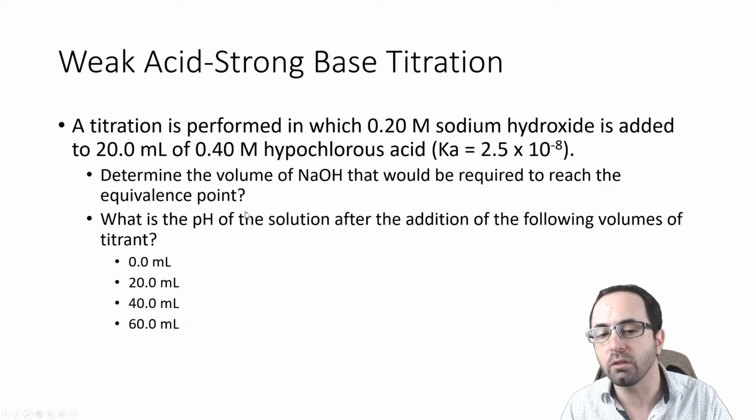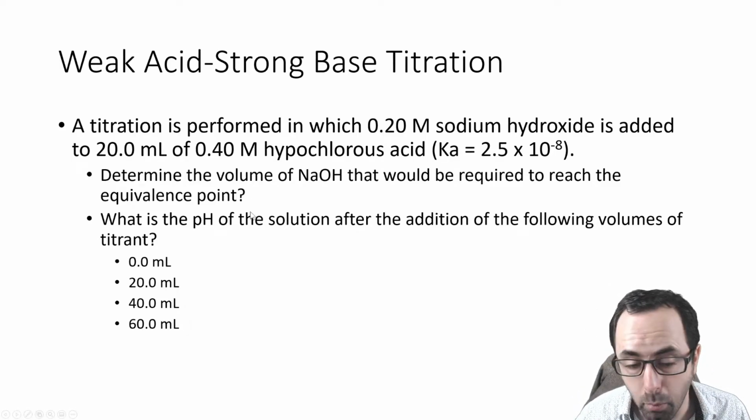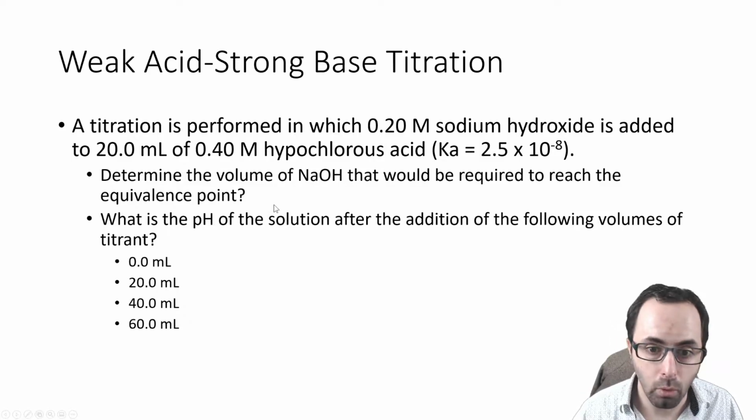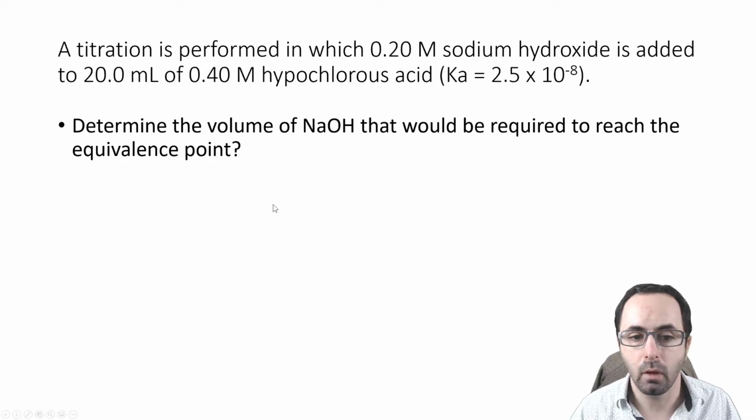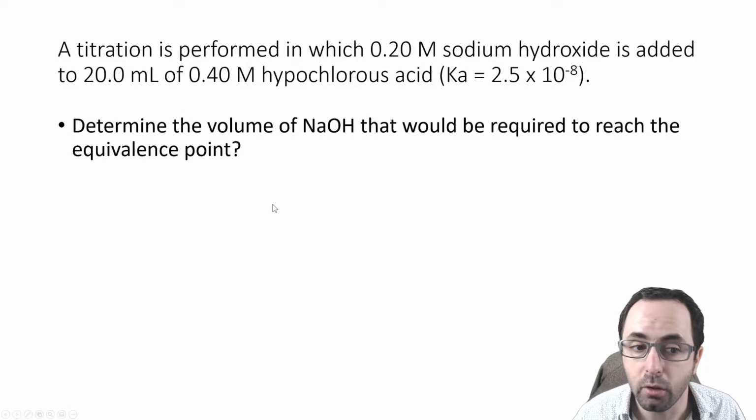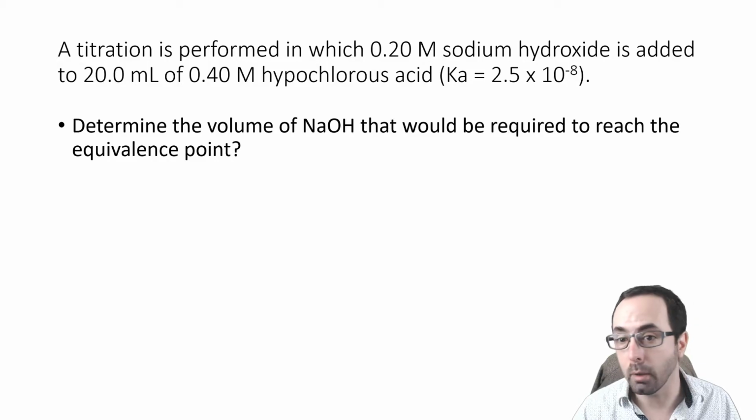That's where you always want to start: figure out, well, where is the equivalence point? That way you'll know if you're before, at, or after the equivalence point. So determine the volume of NaOH that would be required to reach the equivalence point. This is a stoichiometry problem.